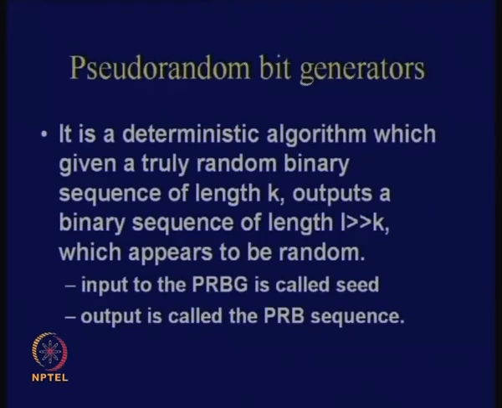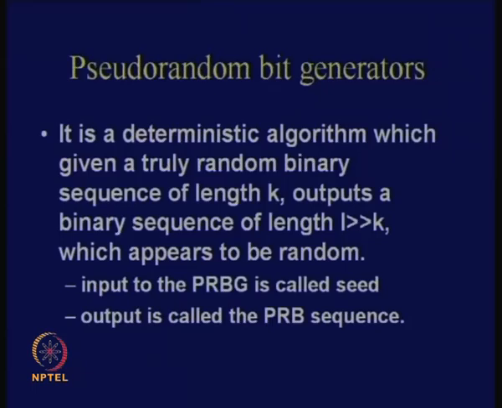So the input to this particular pseudorandom bit generator is called a seed. When we say that it is a deterministic algorithm, it means that each time you give the same seed, the same output is generated. So if you require to change the value, then you require to change the seed as well. Keeping the seed constant and trying it several times, it will still give you the same output, so it will really not be random in that case. You need to change the seed also, and the output is called a pseudorandom bit sequence.